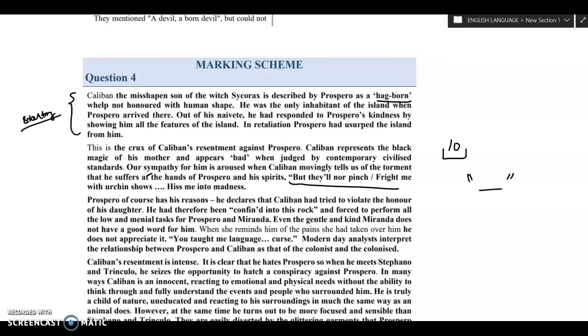So now in this line, he had therefore been confined into this rock and forced to perform all the low and menial tasks for Prospero and Miranda. Even the gentle and kind Miranda does not have a good word for him. When she reminds him of the pains she had taken over him, he does not appreciate it. "You taught me language. Curse." Prospero was the one who taught Caliban how to speak, right? Modern day analysts interpret the relationship between Prospero and Caliban as the colonist and the colonized.